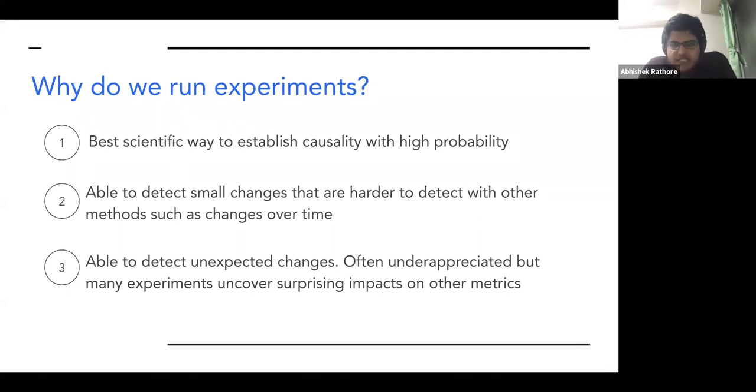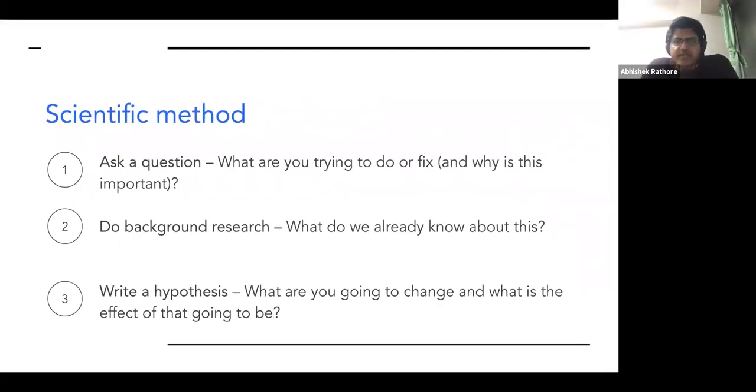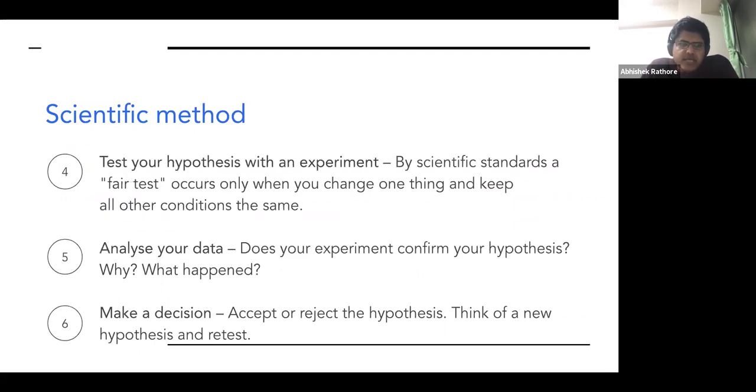So now let's jump straight into the overall why. What is the scientific method, and how should we run these experiments in a valid, scientific manner? These are some basic steps. You should ask the right question, do some background research, and have a very clear hypothesis or idea about what you are going to change and what is going to be impacted. Then you test your hypothesis with an experiment, you analyze your data, and you make your decision. So these are some very basic valid steps that you should follow while running experiments. But the devil is in the details. So let's dive straight into the details.